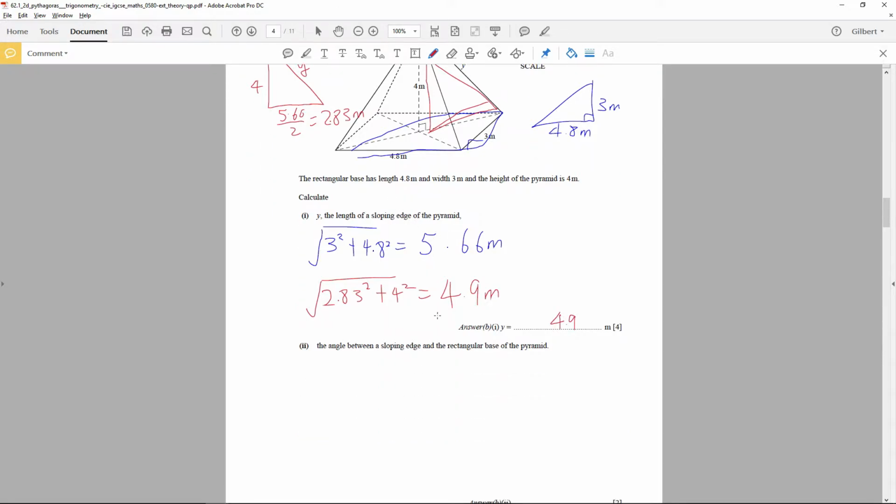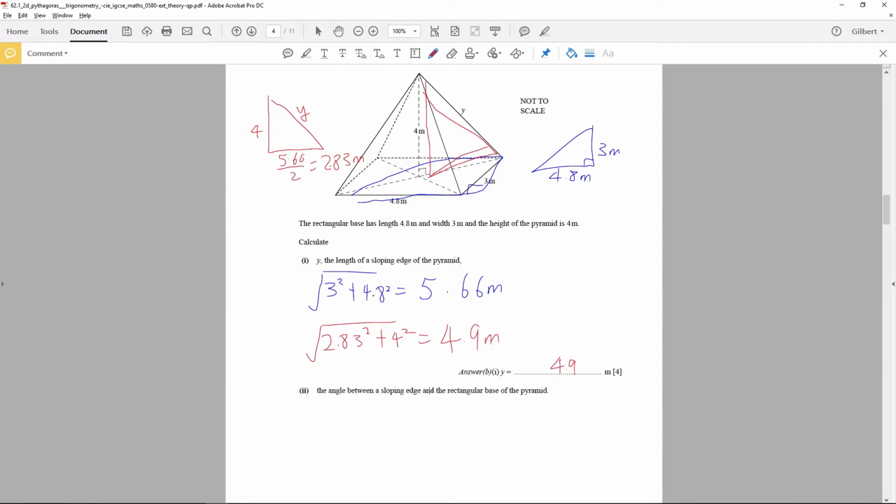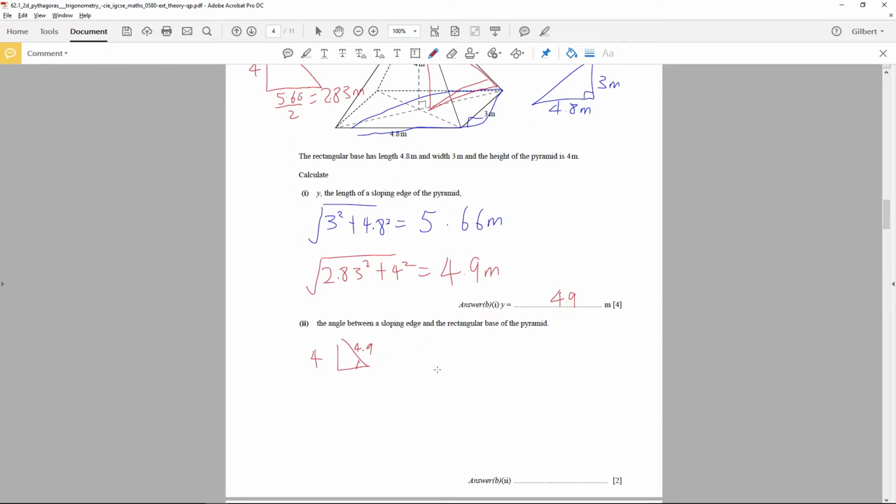Alright, the angle between the sloping edge of the rectangular base and the pyramid. So what you want is this angle here. You want to calculate this angle here. In order to calculate that, again we can redraw the triangle. This is 4 and this is 4.9. Always use round values. So what do we have? We have the opposite and we have the hypotenuse, in order to find the value of the angle here.